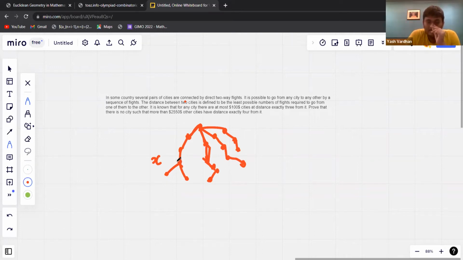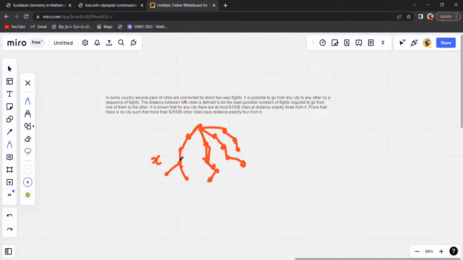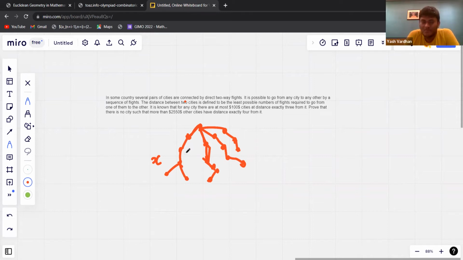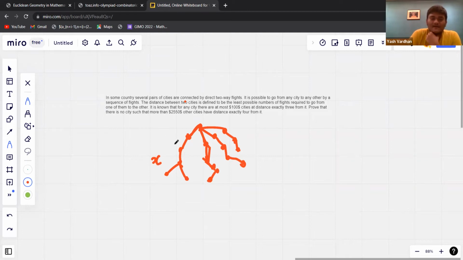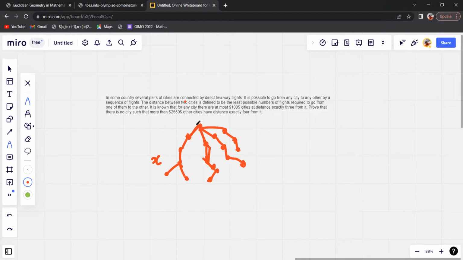So we need to have a point beyond that branch, which has exactly 4 distance from it. From that point, we can have at most 99 branches from the down points. But I get it, but how does that help to bound x with respect to the original vertex that we have?